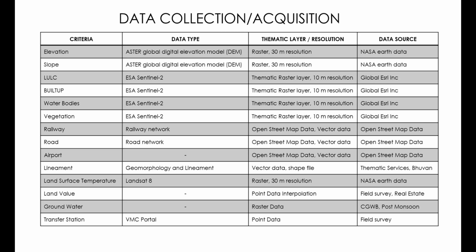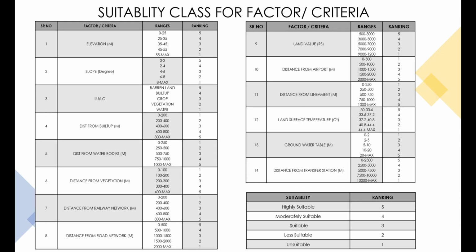Criteria identification is done with the help of an expert survey, and also the literature from similar studies was taken into consideration. The criteria obtained are elevation, slope, land use, land cover, built-up, water bodies, vegetation, railway, road, airport, lineament, land surface temperature, land value, groundwater, and transfer station. The table shows the data type, data resolution, and data sources.